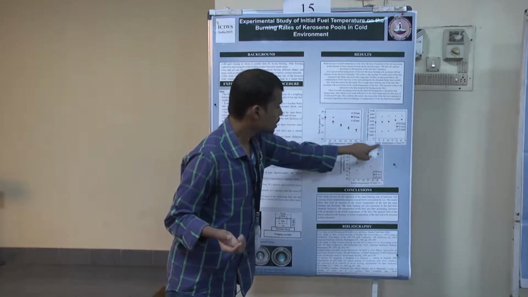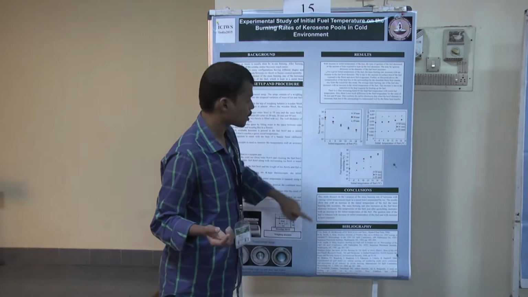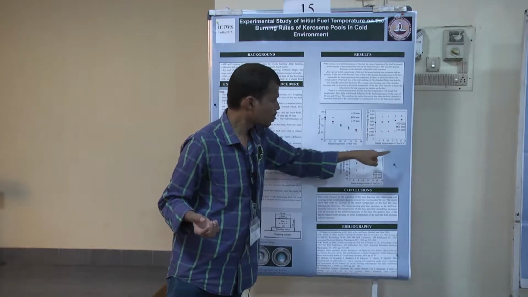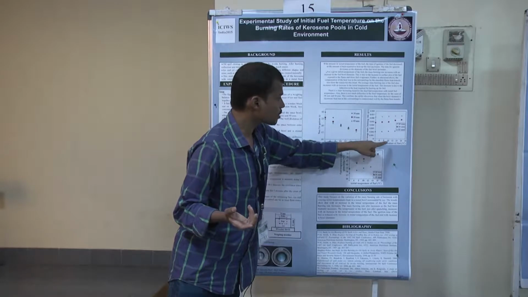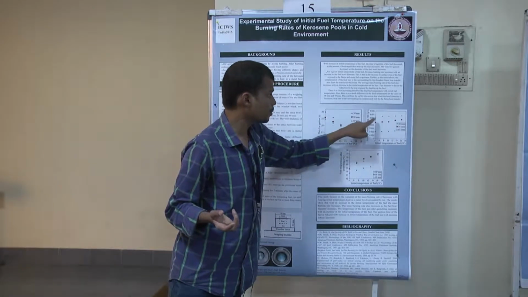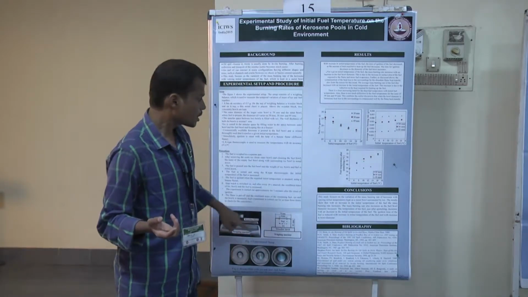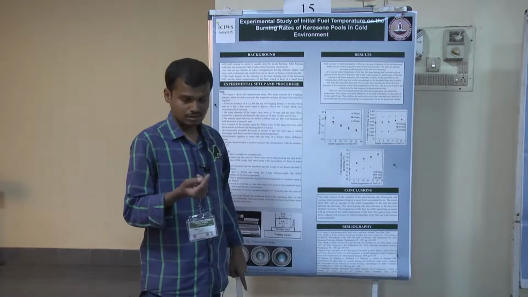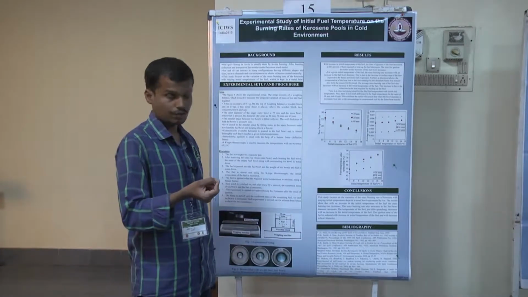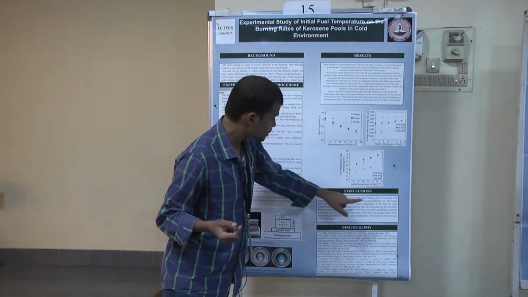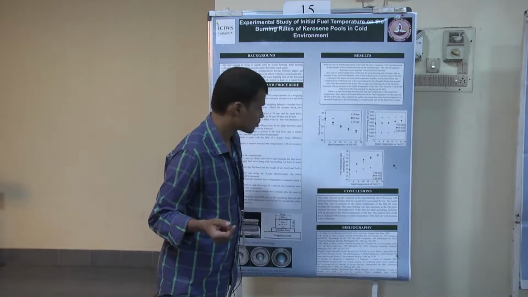Then initial temperature of the fuel versus average mass burning rate. You can see that with increase in initial temperature of the fuel, there is a slight increase in mass burning rate. We can intuitively know that for 49 mm bowl, there is a high mass burning rate. Then initial temperature of the fuel versus fuel temperature after quenching, that is slightly below the surface of the fuel. That is also increasing with increase in the initial temperature of the fuel.